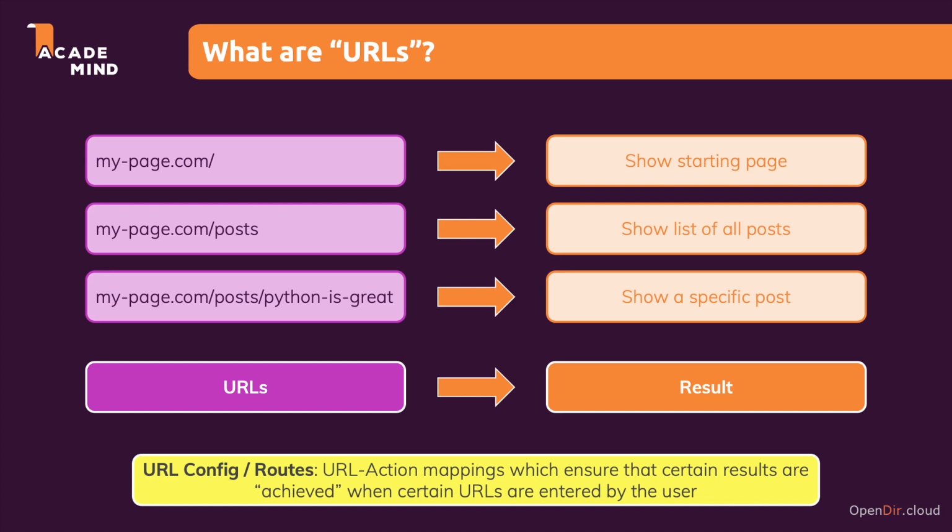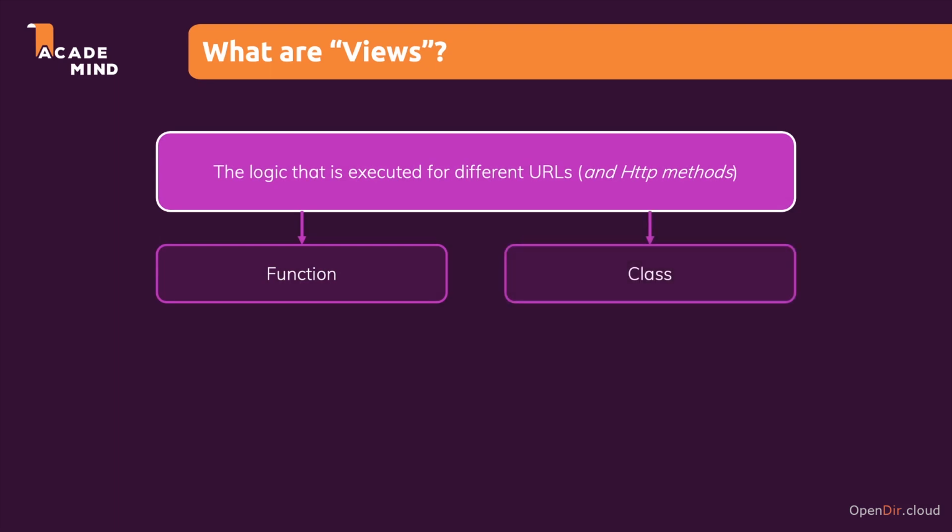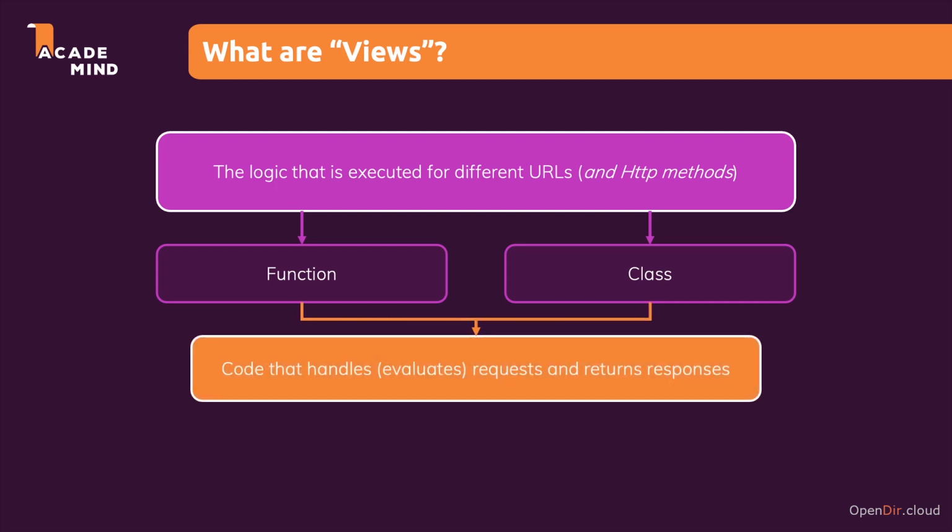The idea is that we have different paths, which is the part after the domain, so something like /nothing, /posts, /something else, and that for these different paths, we can trigger different actions. And these actions are our views. It's the logic that is executed for different URLs. And we can build them as a function or as a class, which we'll cover later. And then there we handle the incoming request and return a response.